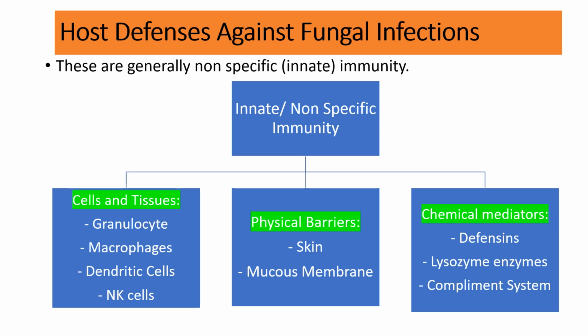So these innate defenses against fungal infection are divided into three forms. We have the cells and tissues that are part of the innate defenses. These cells and tissues usually phagocytose and kill fungal cells. They include the granulocytes, the macrophages, which are the phagocytes, the dendritic cells, the natural killer cells. All these cells attack and destroy fungal pathogens.